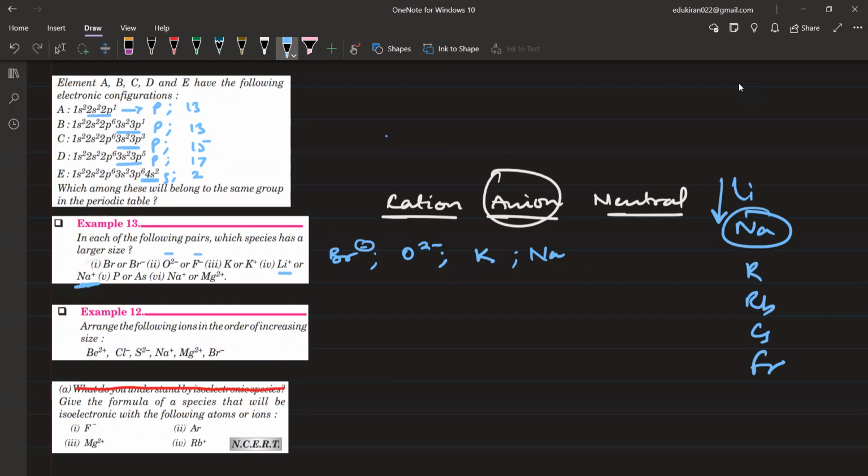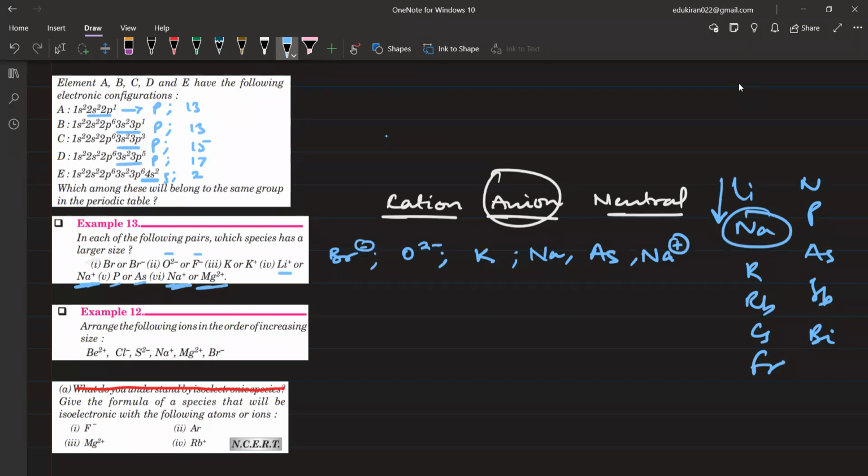Now we have phosphorus and then arsenic, and this is going to be As. And then we have Na plus or Mg2 positive. Both of these are in the same period. Now you have to look at the charge, which is having lesser charge. Na positive is having lesser charge, so that is why it will be Na positive.